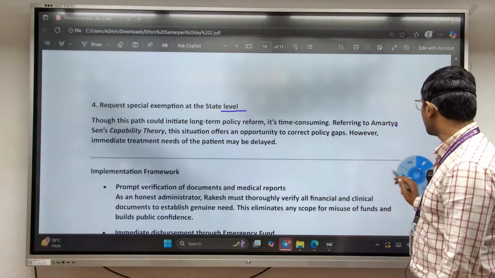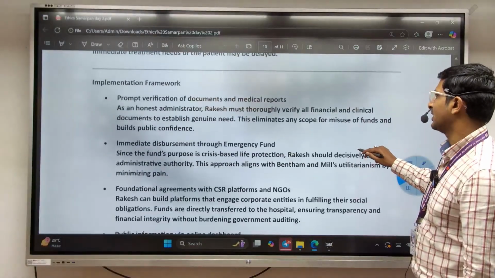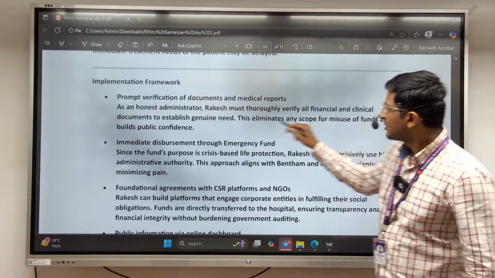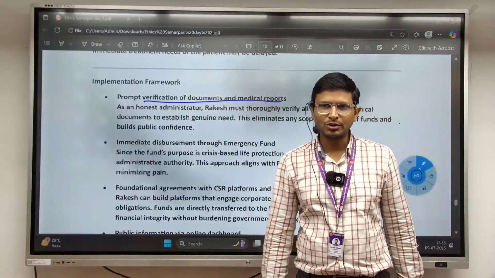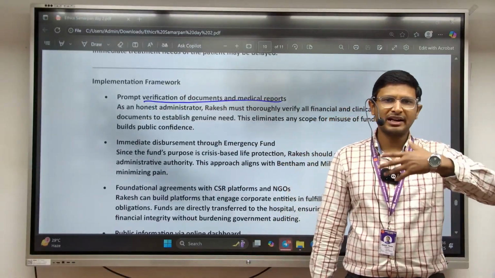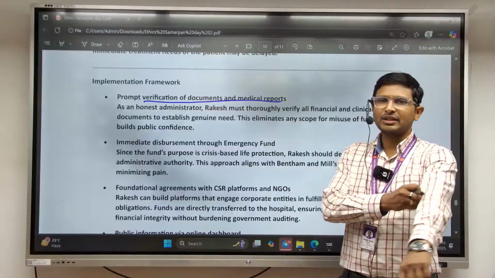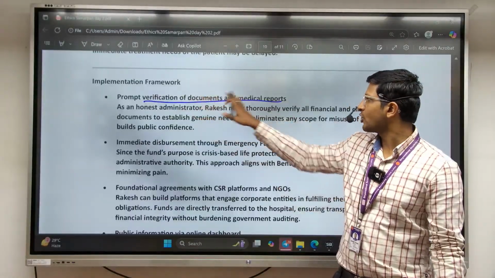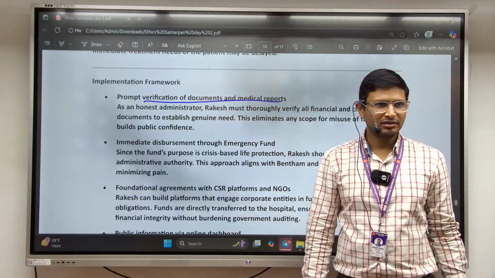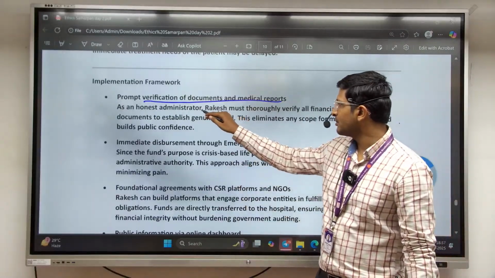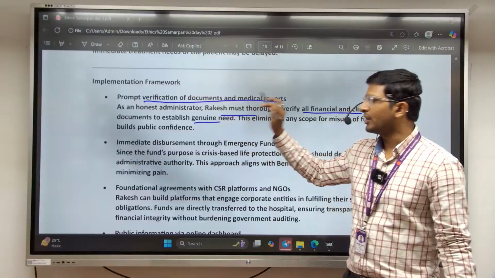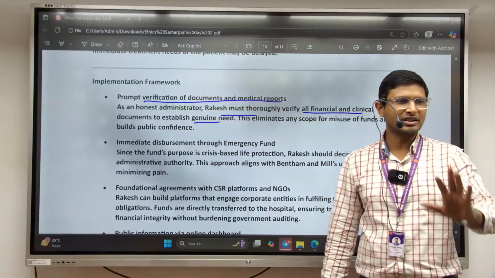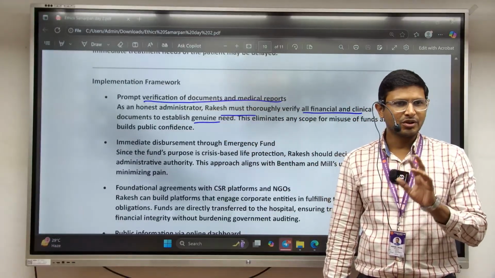Okay, so practically what you can do, first, prompt verification of the documents and the medical reports. You have to do that. Okay, whichever couple has come, the person who is actually in problem, verify their documents, verify their reports. As an honest administrator, Rakesh must thoroughly verify the financial and clinical documents to establish the genuine need. First understand that this is a genuine case. You have to do that.